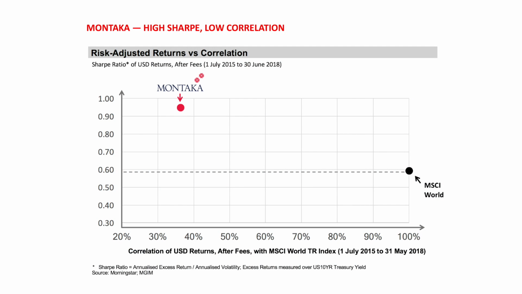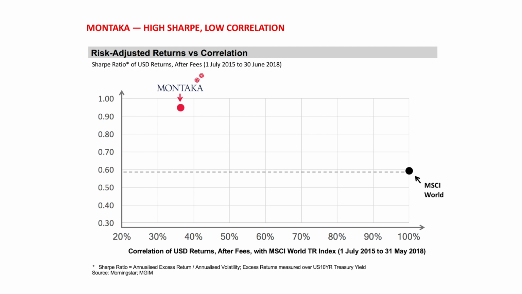The following graph illustrates two risk attribute points which are very important for Montaka. The first risk attribute is the Sharpe Ratio, which is on the y-axis. It sits at approximately 1. Without getting too complicated, the greater the value of the Sharpe Ratio, the more attractive the risk-adjusted return. Note, an investment in the MSCI World Global Equity Index would have given you a Sharpe Ratio of about 0.6.